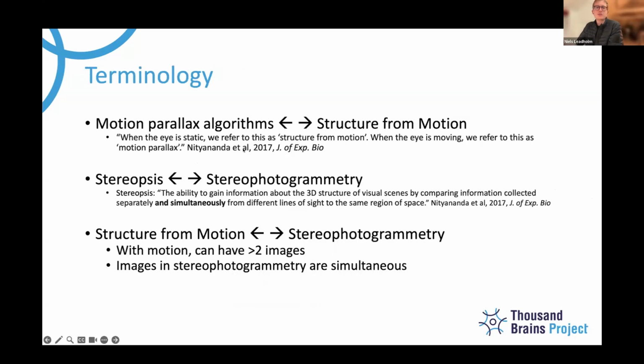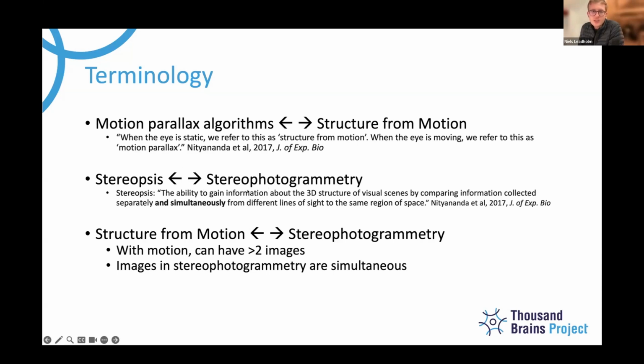And I was kind of confused when looking through the literature by just the sheer variety of the terminology used. So if this is helpful to anyone, in general, you can think of motion parallax as broadly equivalent to structure from motion. Sometimes people refer to structure from motion as when the eye is static and other things are moving, whereas if the eye is moving, that's motion parallax.